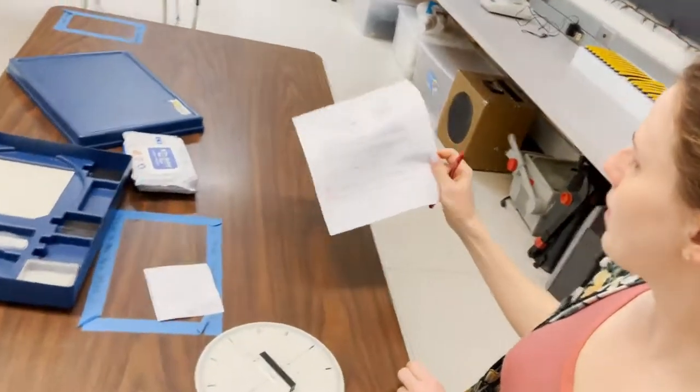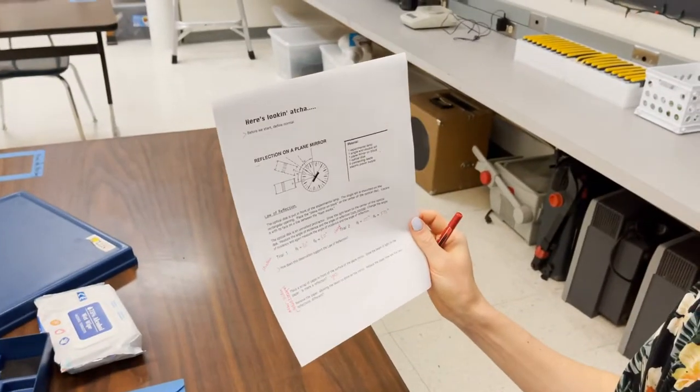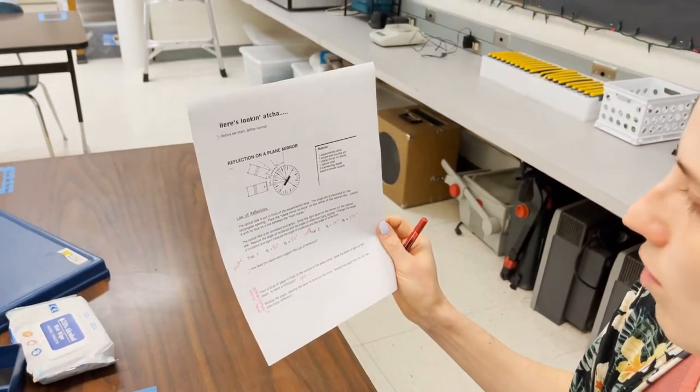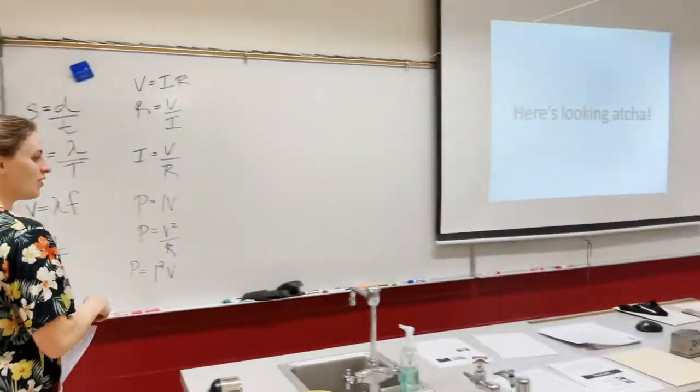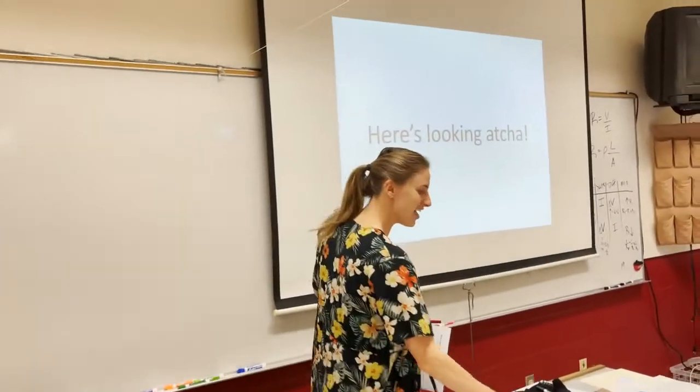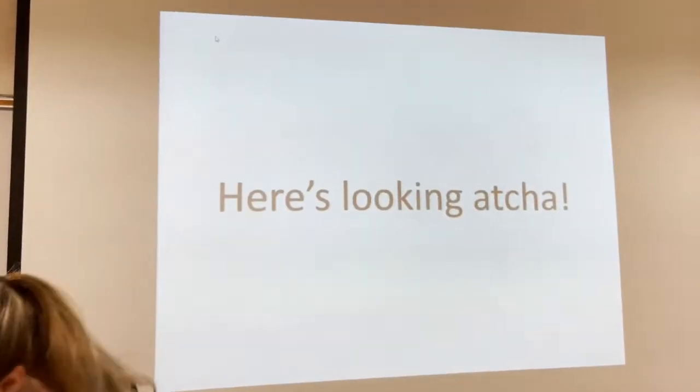Now it says remove the paper, allowing the beam to shine on the mirror, replace the paper. How are the two reflections different? That is for you to answer. Okay, so here's looking at you. Check, done.